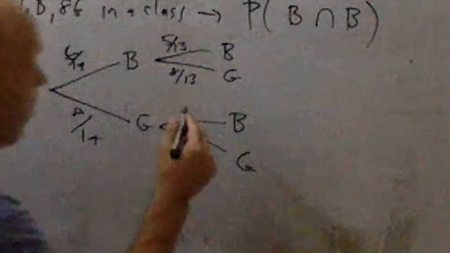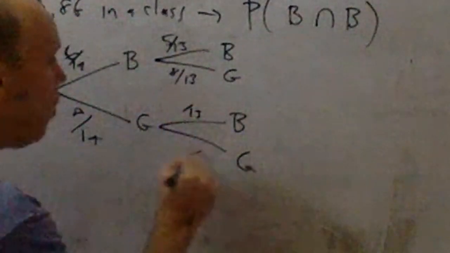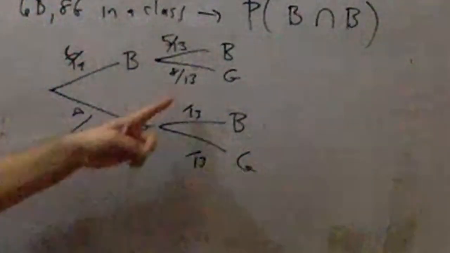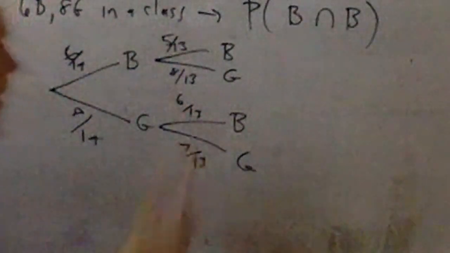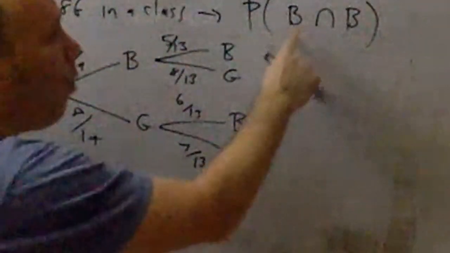What's going on here? Well, I picked a girl, which means for both cases, I only have 13 kids left. But I never picked a boy, so this is 6 out of 13. And in this case, it's 7 out of 13. So I can do all the probabilities, but I'm interested in boy and boy. So look at the boy and boy branch.